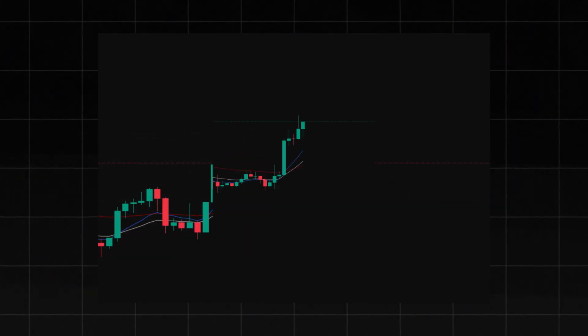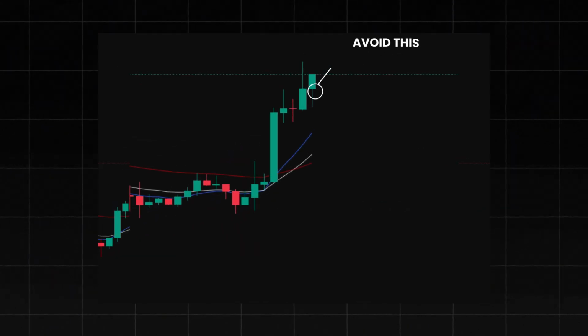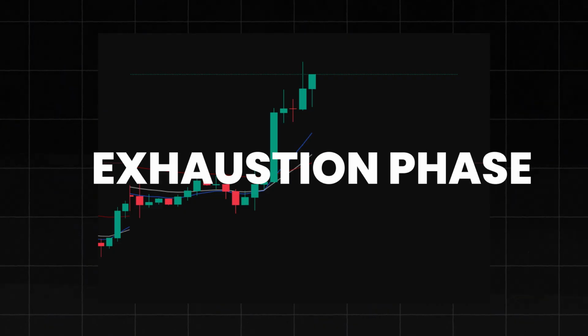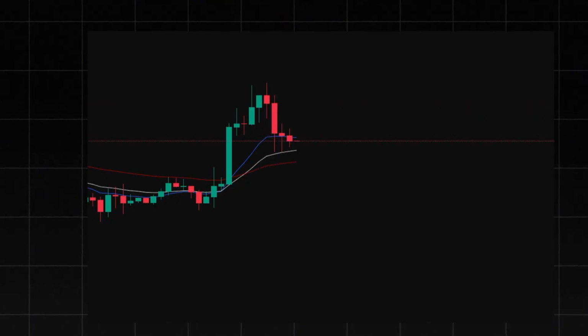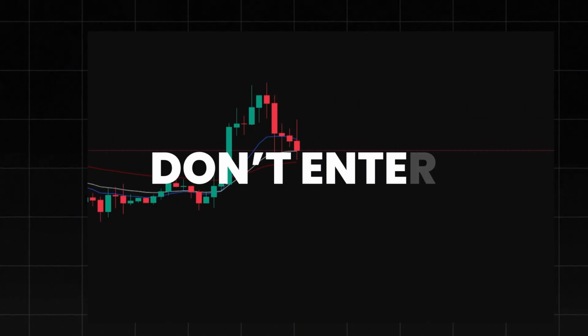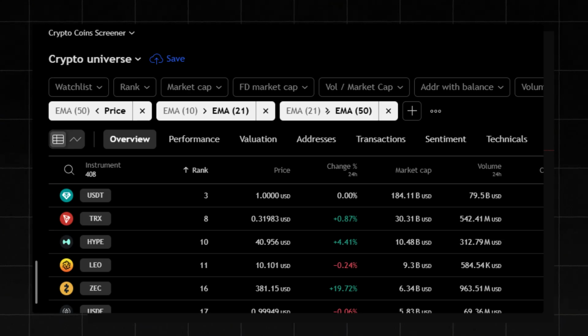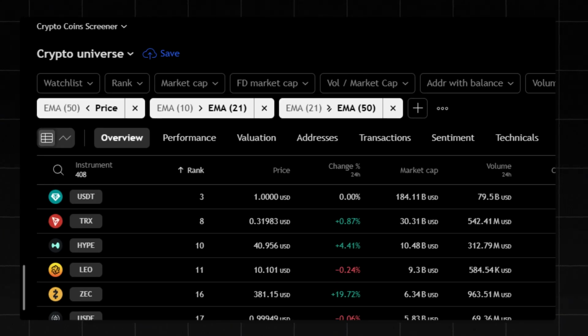One more thing on entries. Avoid any asset that is extended far above all three EMAs. If there is a large gap between current price and the EMA lines, and the EMAs themselves are spread far apart, that asset is in an exhaustion phase. Mean reversion, the tendency of price to return toward its average, will pull it back to close that gap before it continues higher. Do not try to enter at extension. Move to the next asset on your filtered list and wait for the overextended one to pull back first.